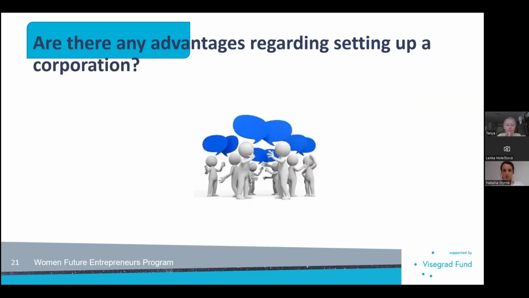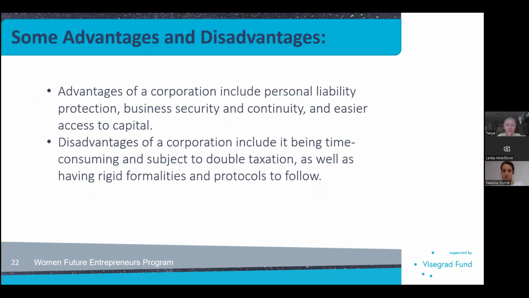While setting up a corporation, mainly a limited liability company, there is one advantage: personal liability protection, business security, and also easier access to capital. You can be given a bank loan more easily, or it is also easier for you to be given additional investments from investors.